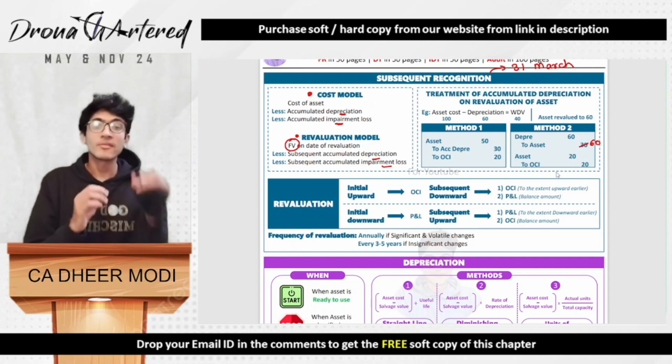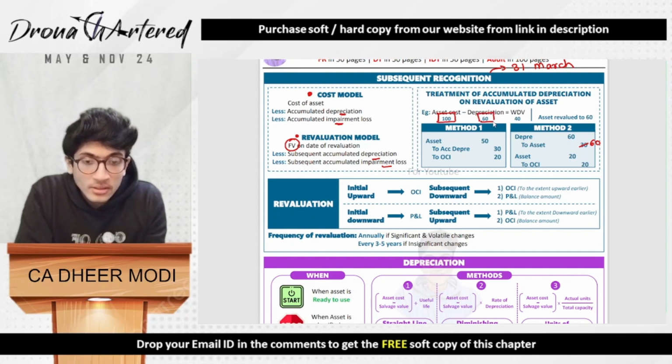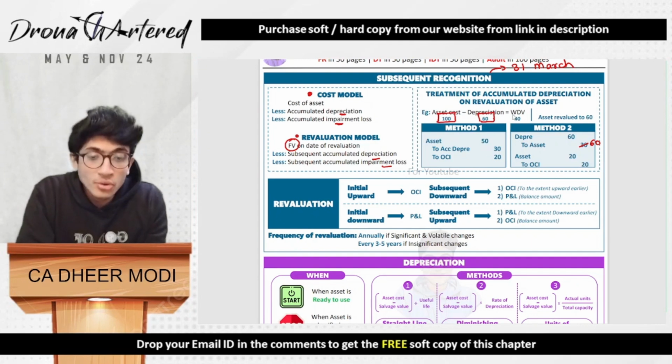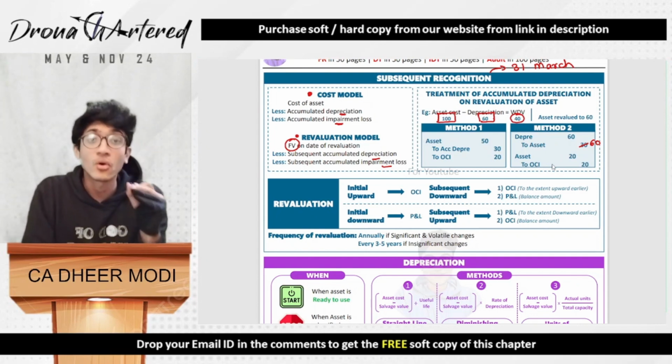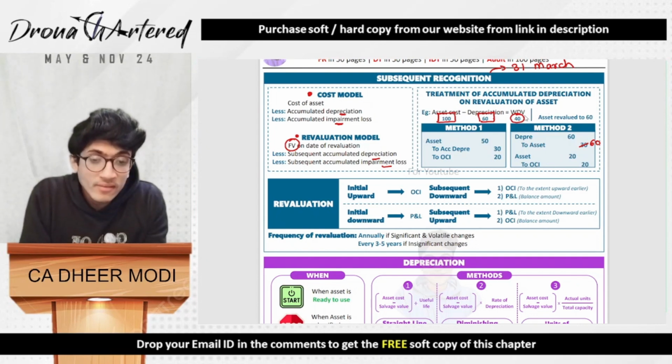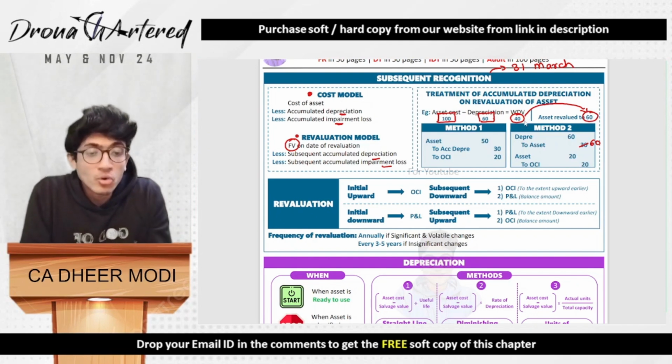Okay, so now say for example the asset that you purchased, its original cost is 100 rupees. Depreciation that has happened over the years is 60 rupees, and now your WDV, that is your written down value, is only 40 rupees. Now what has happened, this asset of 40 rupees is now revalued. Asset is revalued at 60 rupees.